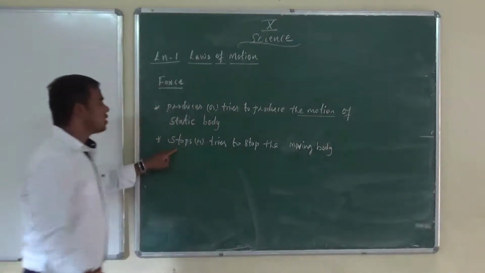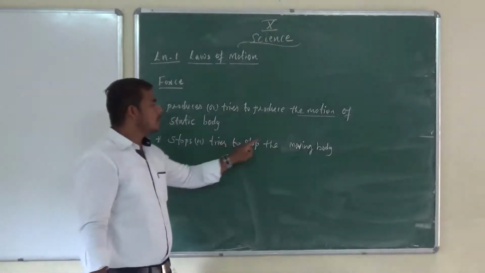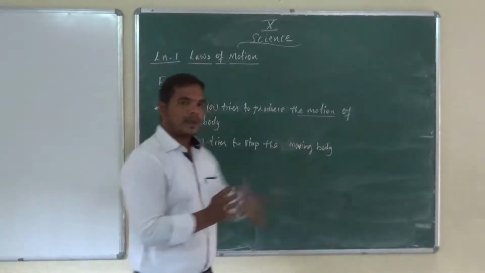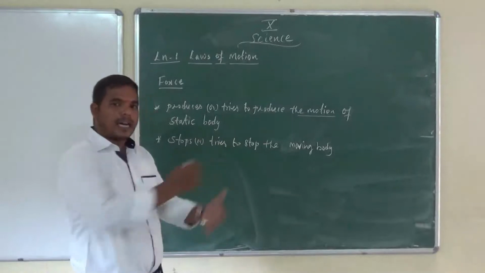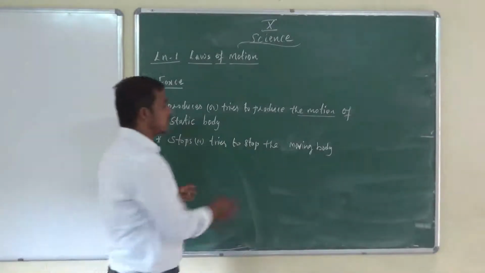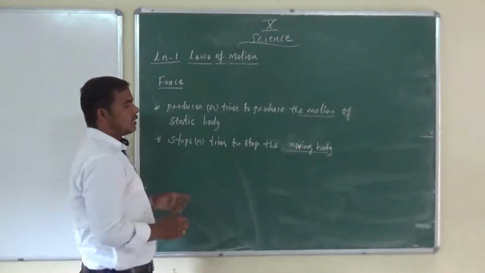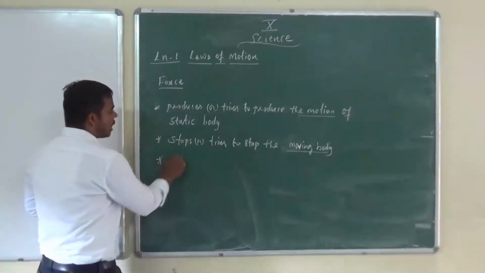So what is that? Stops or tries to stop the moving body. Suppose an object is moving continuously. If you apply a force, what happens? It comes to rest. That is known as stops or tries to stop the moving body.